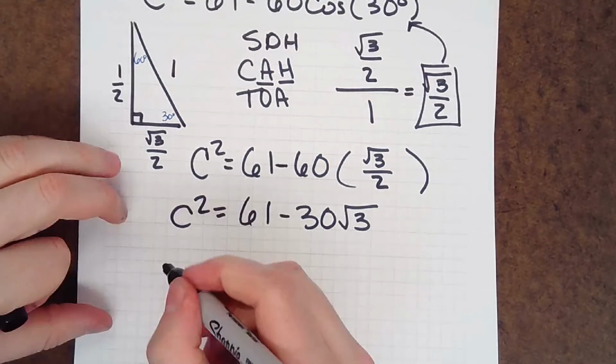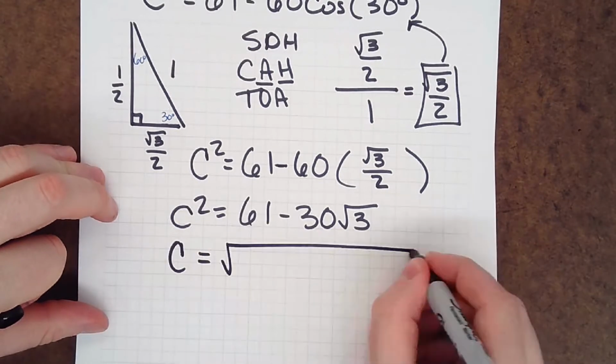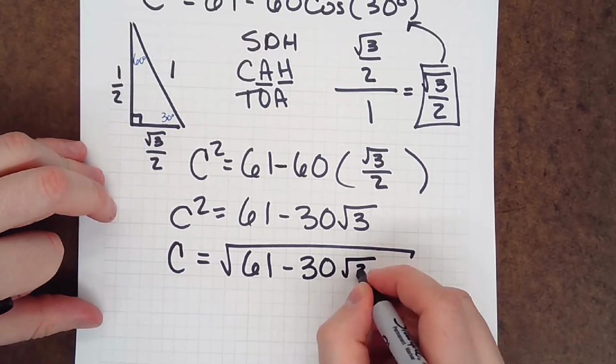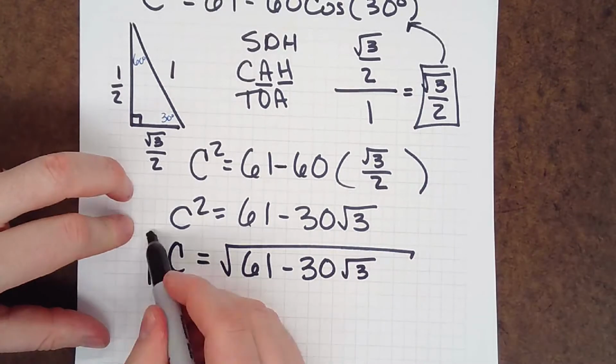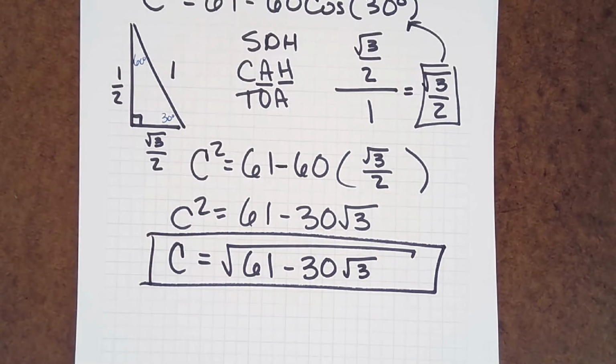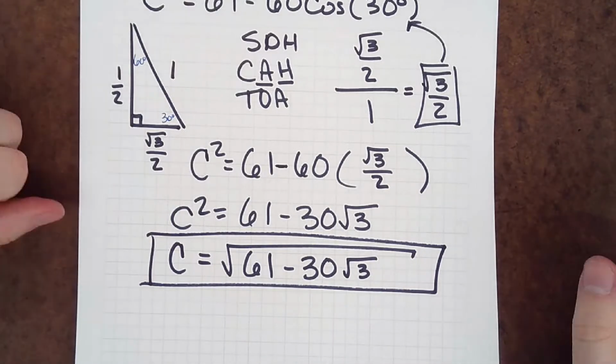So we need to root both sides to get regular c on its own. So we get the root of 61 minus 30 root 3. And yeah, it looks weird to have a root within a root, but that's all calculator work. I'd rather circle that, call it a day, have an exact answer versus having an answer that's a decimal that I'm going to have to round. So that is what C is.